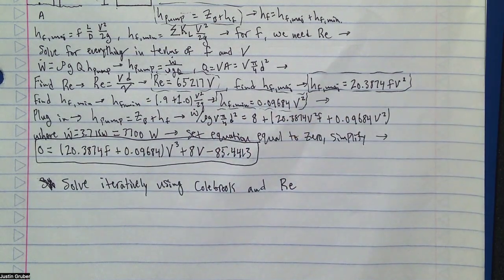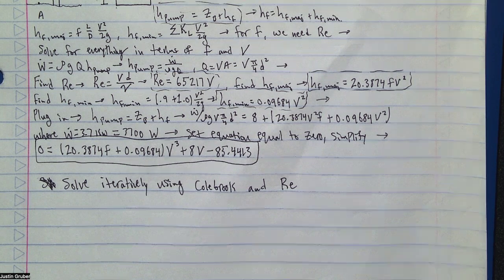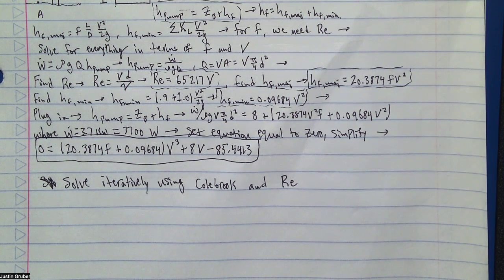So solve iteratively, did I spell iteratively? Is there two T's in iteratively, or just one? I don't know. I'm not an English major, whatever. So you solve this iteratively using the Colbert equation and the Reynolds number. Are you guys familiar with the Colbert equation? Okay, cool. I'll write it for the kids online.